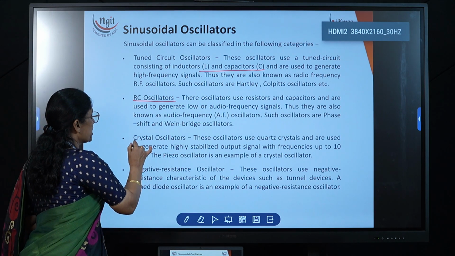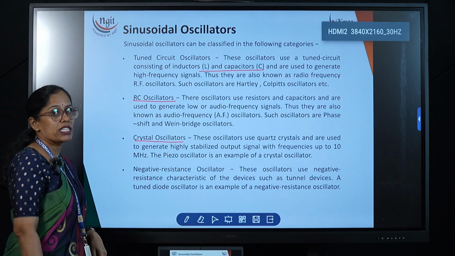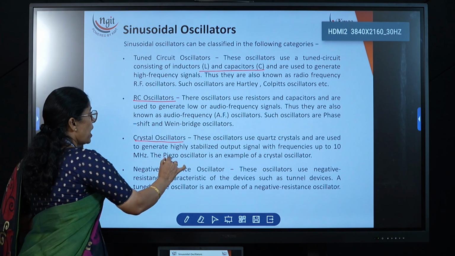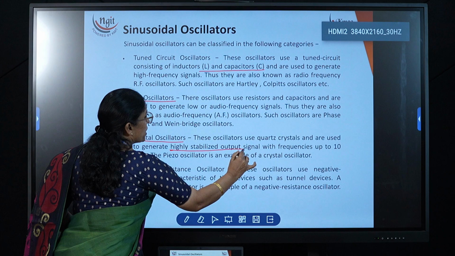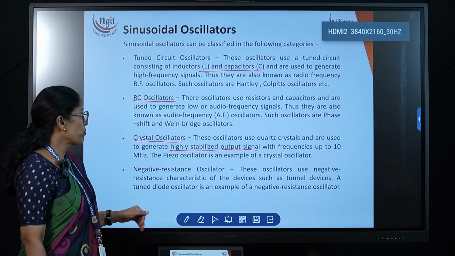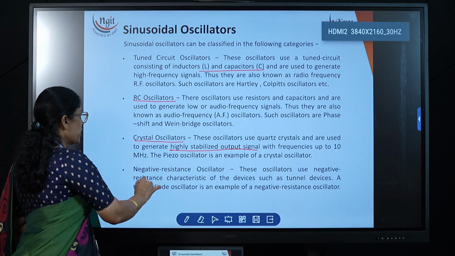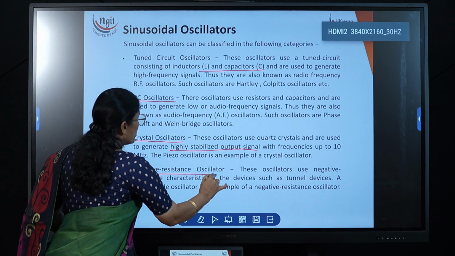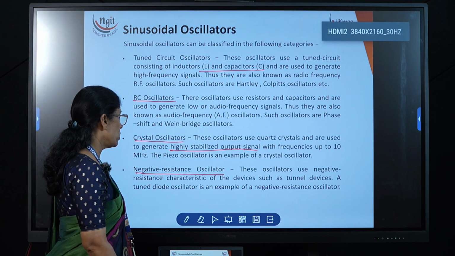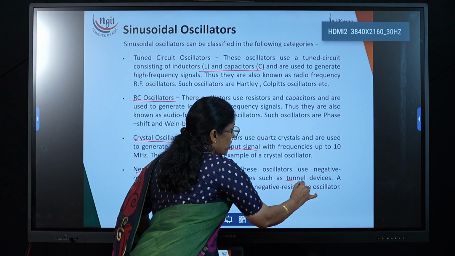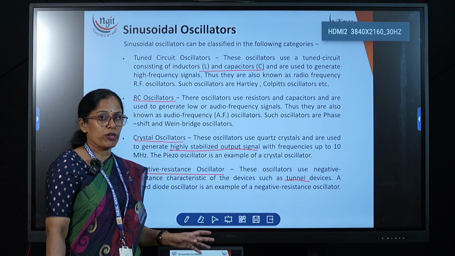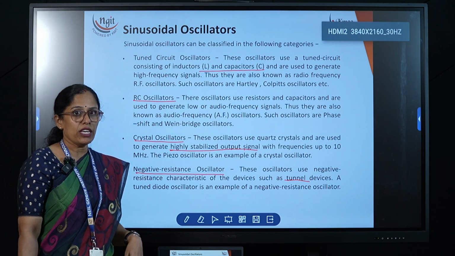The next one is the crystal oscillator. Here a quartz crystal is used to generate the oscillations. It will produce highly stabilized output signals. The output will not vary, so it gives a stabilized output. Now coming to the negative resistance oscillator. These use devices having the negative resistance property, for example a tunnel diode. The tunnel diode has the negative resistance property, so without applying feedback the device automatically generates the oscillations.